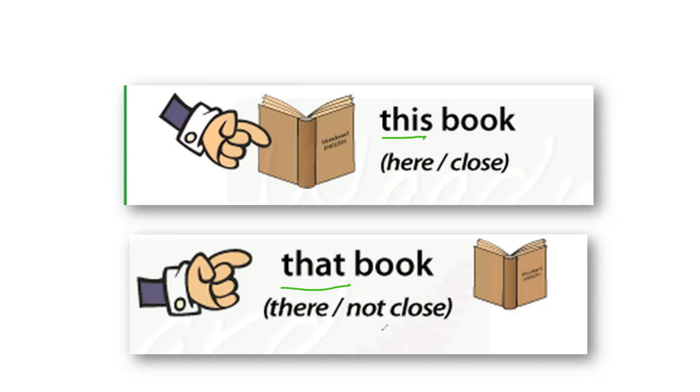But also, I have another characteristic. Both of them, in this case, this and that, are telling me that the object is singular. This book, that book, singular. Near or far, but both are singular. I don't have plurals here. I have only singular. This book, that book.